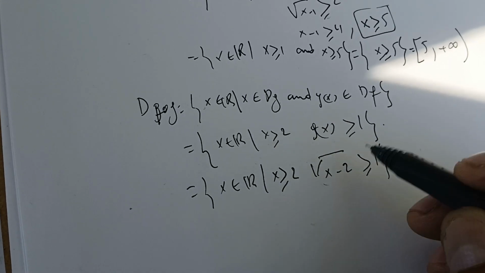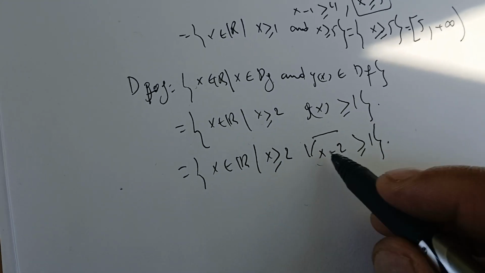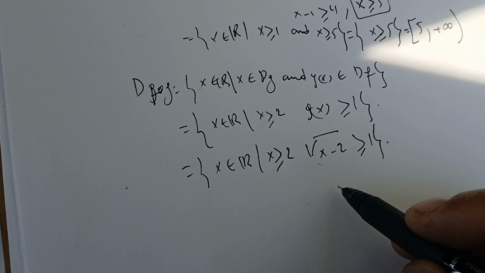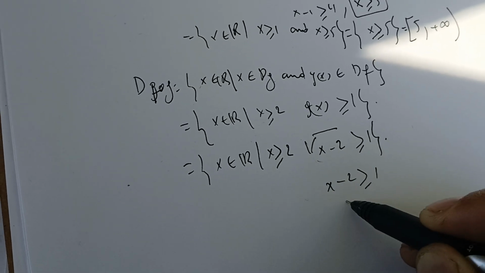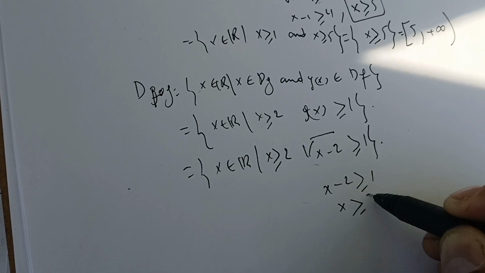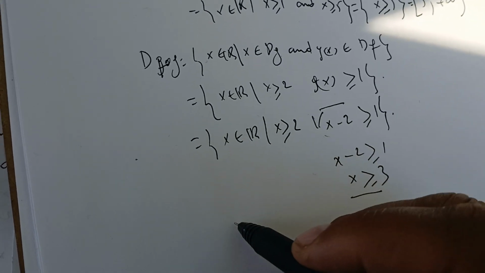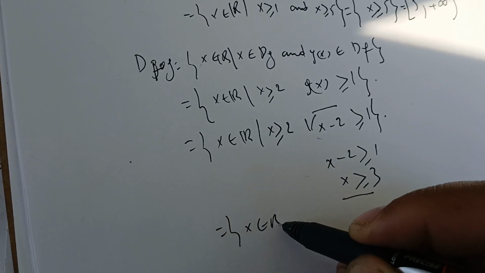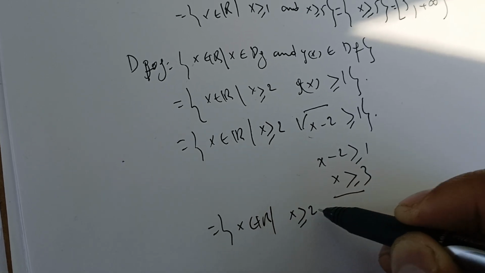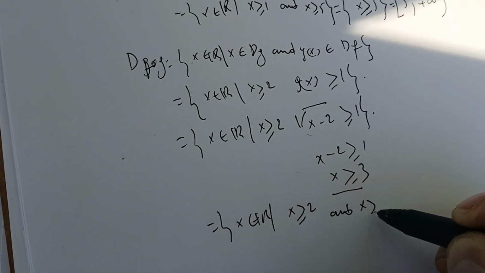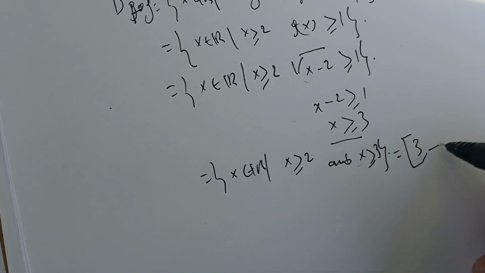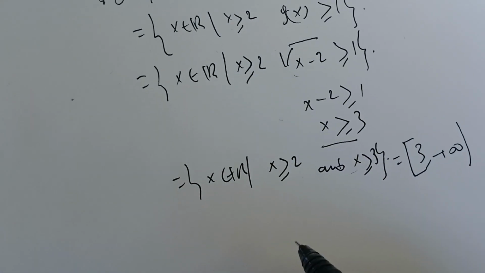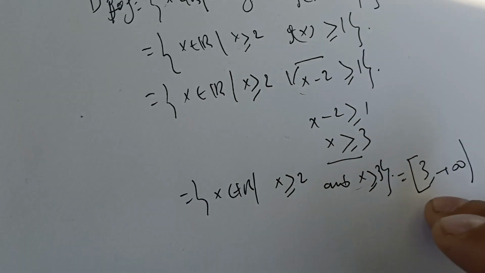So to simplify this condition, we need to have x minus 2 bigger than 1. That means x is bigger than 3. Okay, so we have these two conditions, x in R such that x is bigger than 2 and x is bigger than 3. And this gives us that the domain is 3 to plus infinity. So this is the domain for this one.